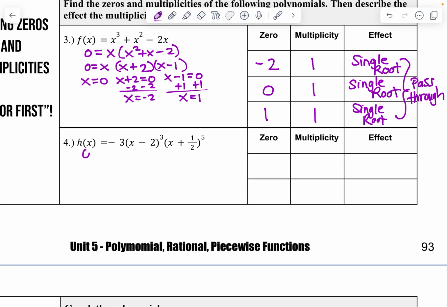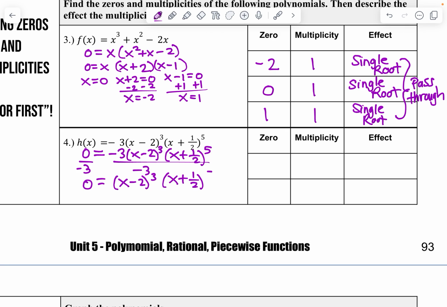All right, so again, we start by always replacing the y or the f of x or h of x or whatever it is with 0. This has a leading coefficient of -3, but we can start by just dividing each side by that -3 to cancel it out. If it's just a number, that's just a leading coefficient. It's not a polynomial factor. It doesn't have an x. All right, then we're ready for zero product property, so we can set each of those factors individually equal to 0 and solve.